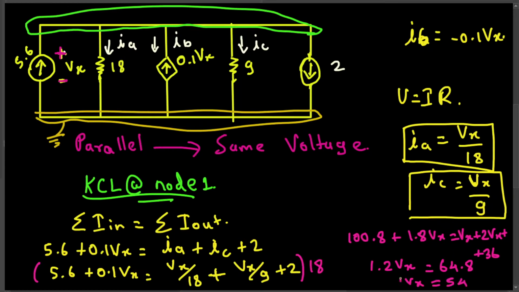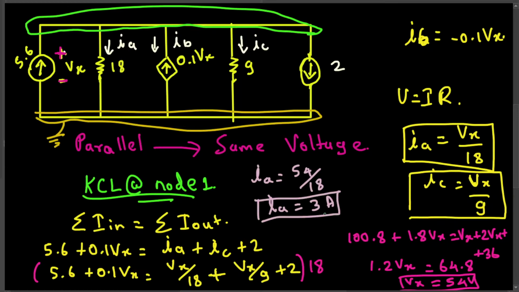Okay, now we have the Vx value. So once we find out the Vx voltage, we can solve for this current and find each of them. Let's apply for the IA. IA is going to be equal to 54 divided by 18. 18 times 3 is 54. So this is 3 ampere. And this is one of the answers. We found out the IA.